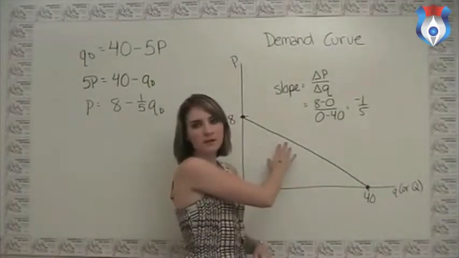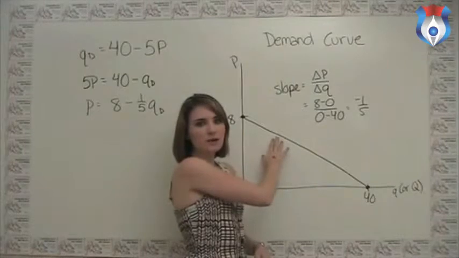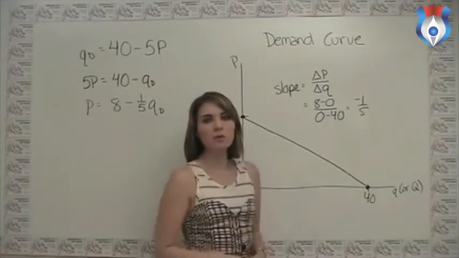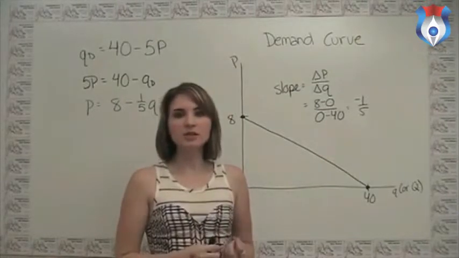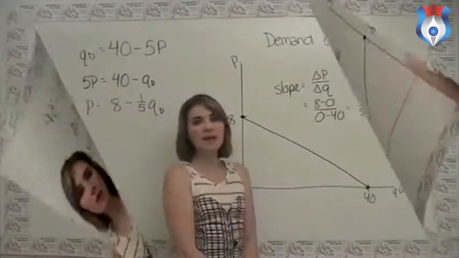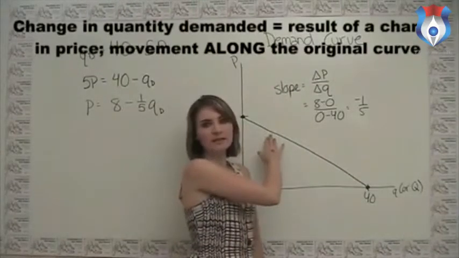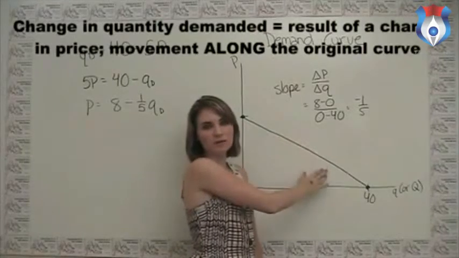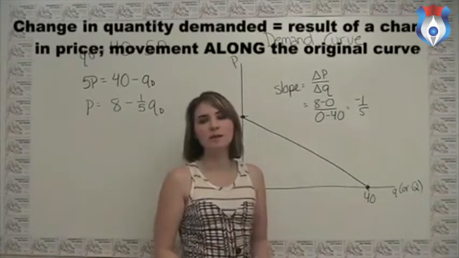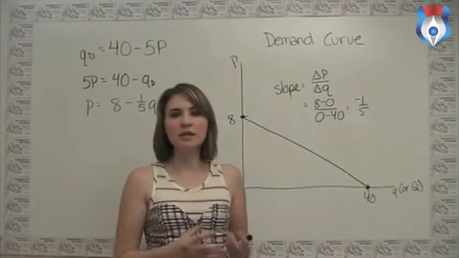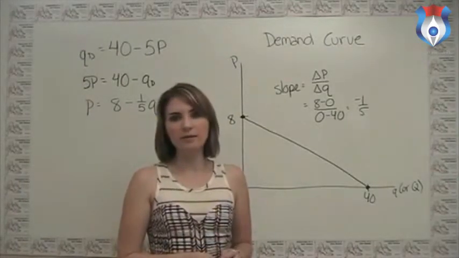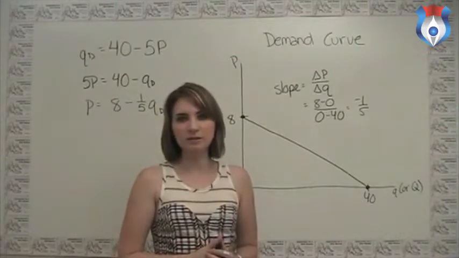One other thing that's helpful to note is that when we talk about moving from one point to another point on the same demand curve, we refer to this as a change in quantity demanded. In other words, when we have a change in price that causes us to move from one point to another, we say that this is a change in quantity demanded. We'll see how this differs from a change in demand, which we're going to talk about in the next lecture.